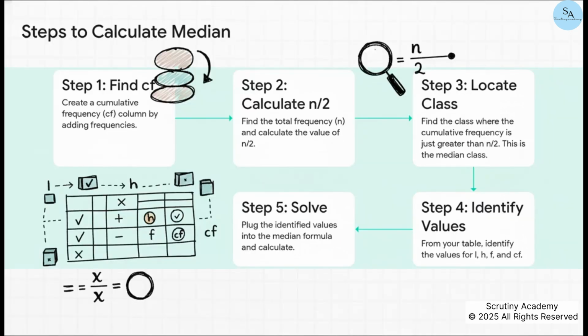So here's the plan. First, and this is the most important part, you have to create that cumulative frequency column. It's just a running total. Then you find your n/2 value. That value tells you exactly where to look for your median class. Once you've got that class locked in, you have all the pieces you need to solve the puzzle.